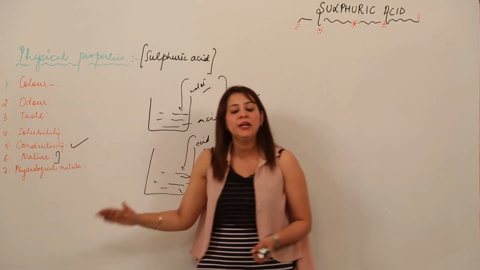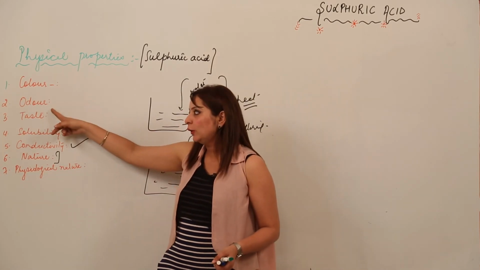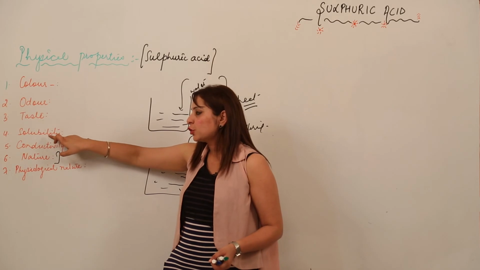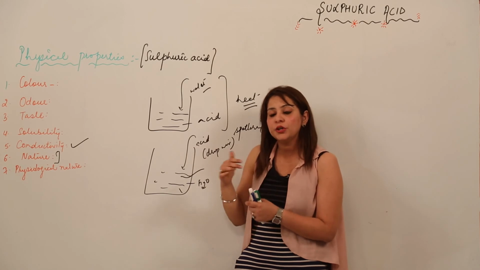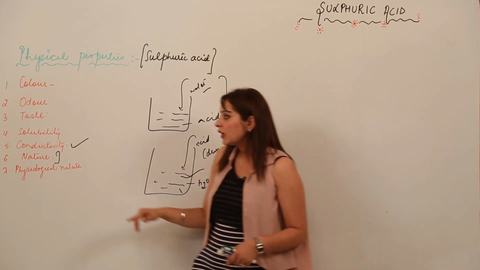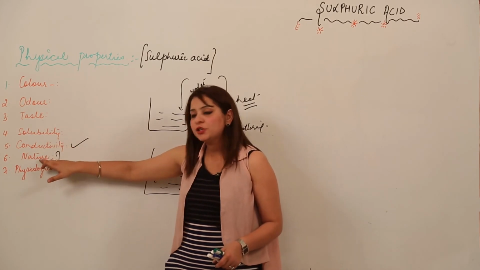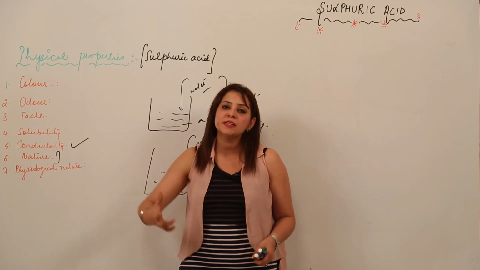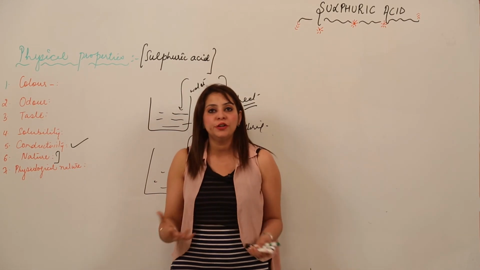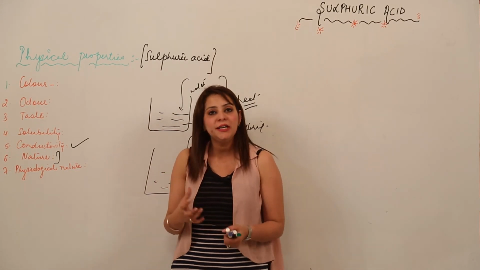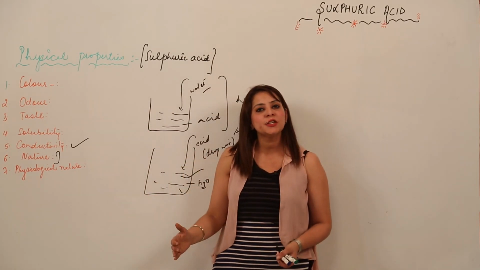So these all are the physical properties of sulfuric acid. It is colorless, odorless, with a sour taste. If we talk about solubility, it is soluble in water, but you need to remember that we don't add water to an acid, we add acid to water. And then pure sulfuric acid is a poor conductor, but the dilute one is a good conductor. Nature, as I told you, is hygroscopic, which is why it is used as a drying or dehydrating agent. And physiological nature, it is not fit for human skin as it causes a burning sensation, as it is corrosive in nature. So these are the physical properties. Now we are starting with the chemical properties.